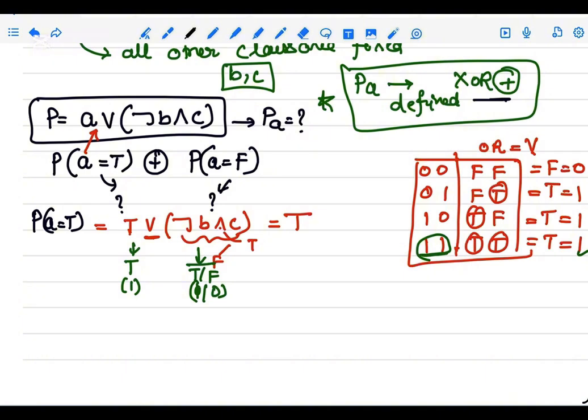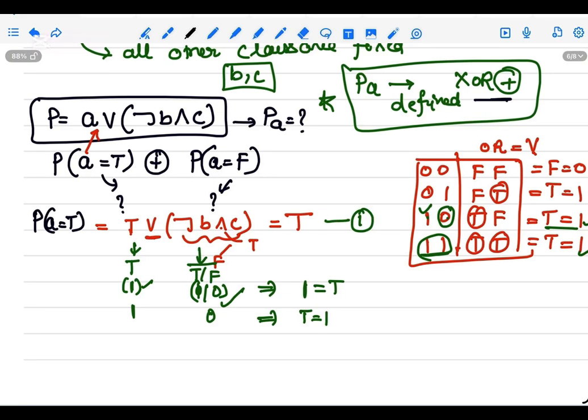For example, this is 1, this is also 1, the result is 1. If this value is 1, this value is 0, that is 1 and 0, right? 1 and 0, the result is true. Result also true. True means 1. This also true. So the complete result is 1, that is true. This value is true.